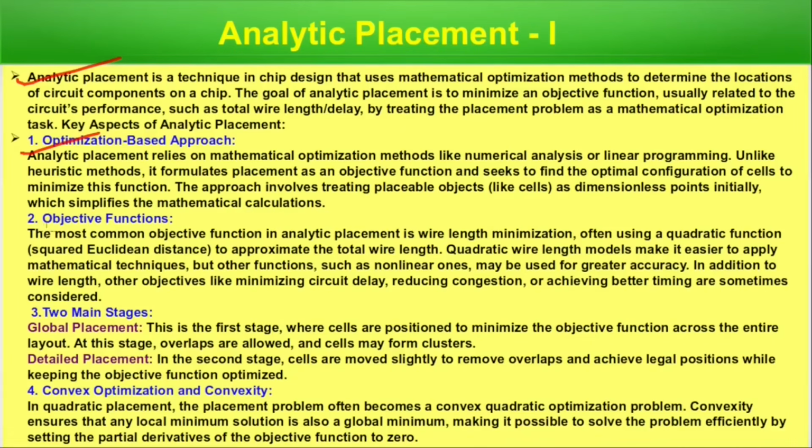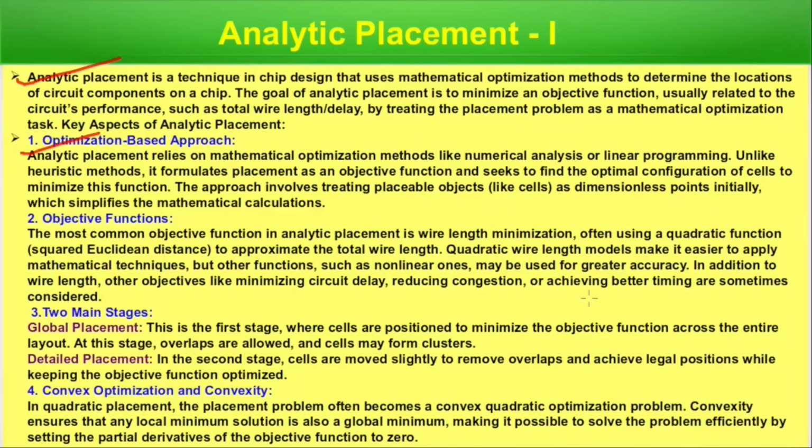Next, objective functions. The most common objective function in analytic placement is wire length minimization, often using a quadratic function, that is squared Euclidean distance, to approximate the total wire length. Quadratic wire length models make it easier to apply mathematical techniques, but other functions such as nonlinear ones may be used for greater accuracy. In addition to wire length, other objectives like minimizing circuit delay, reducing congestion, or achieving better timing are sometimes considered. So these are the objective functions.